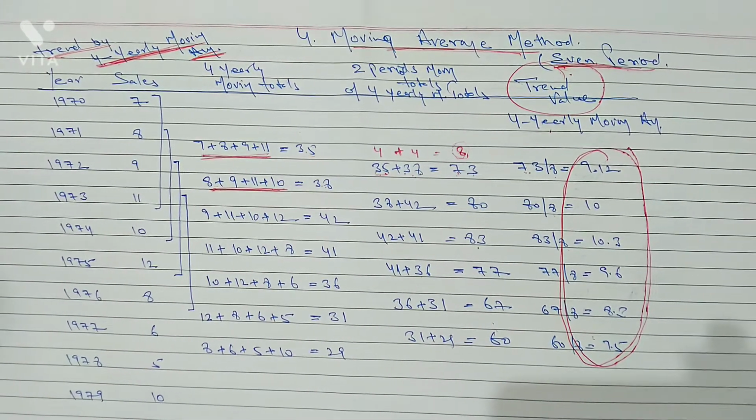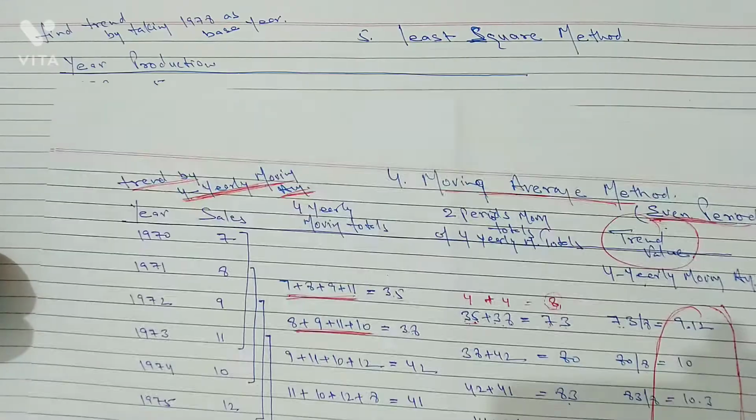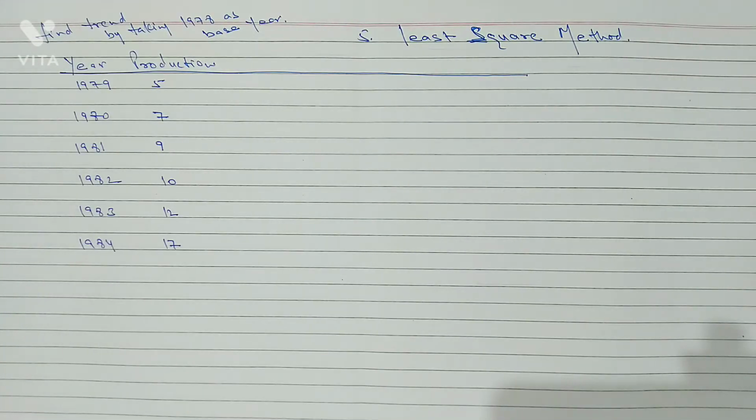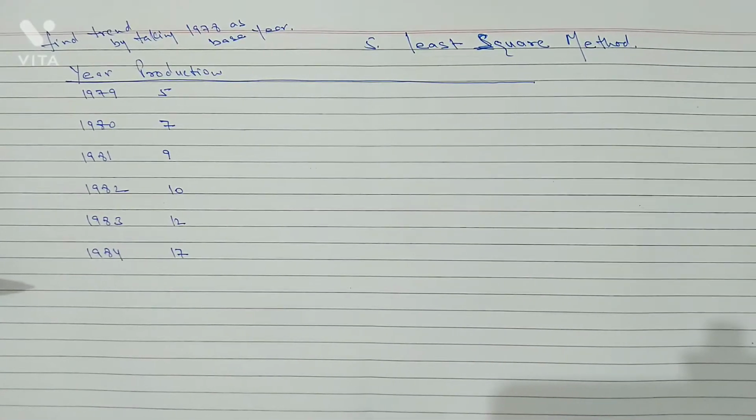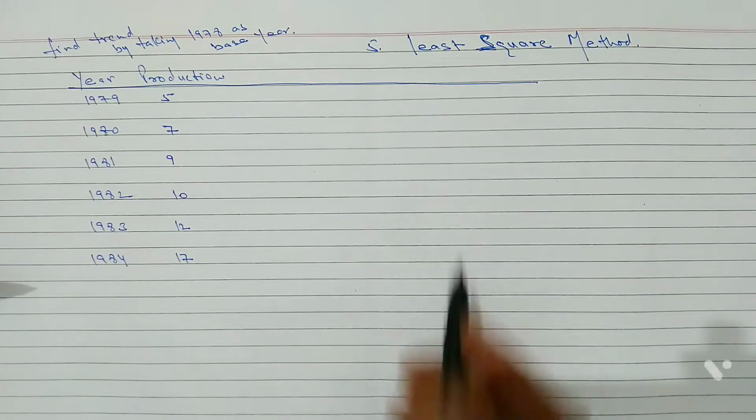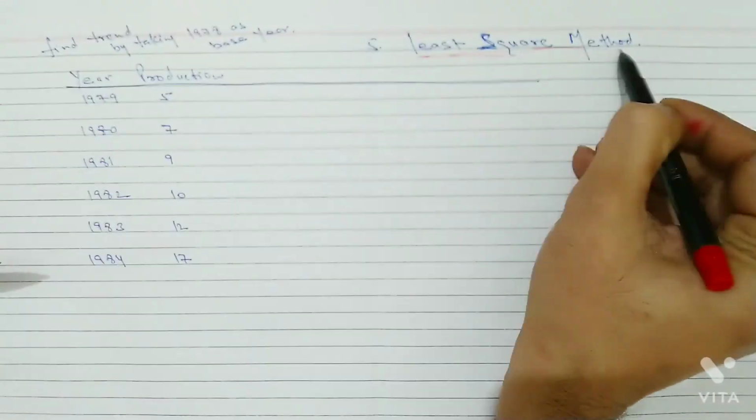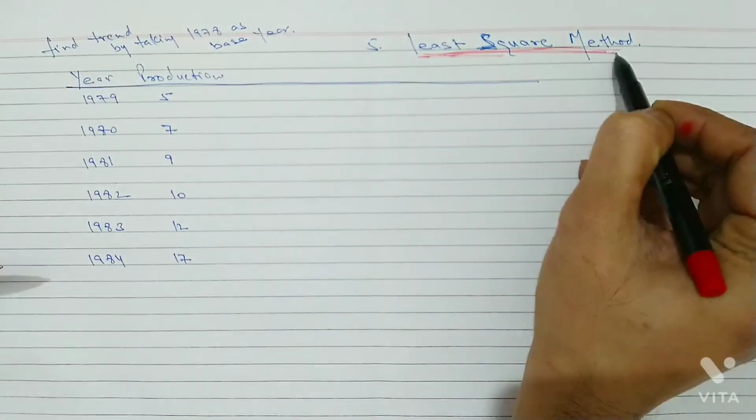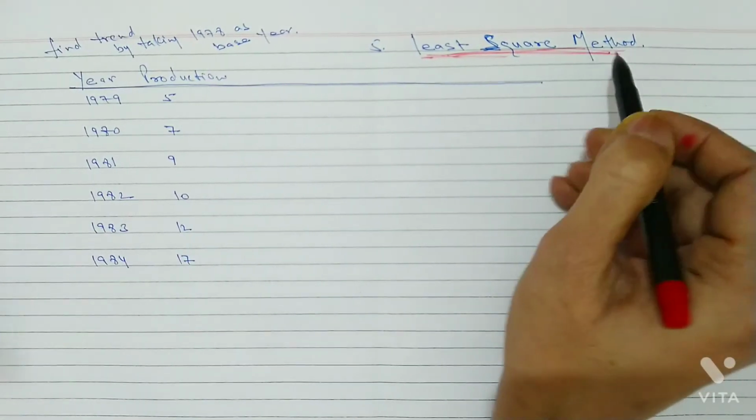Now next, trend value by the least square method. Trend value by least square method. We have done this in regression also. Least square method, a very important method.